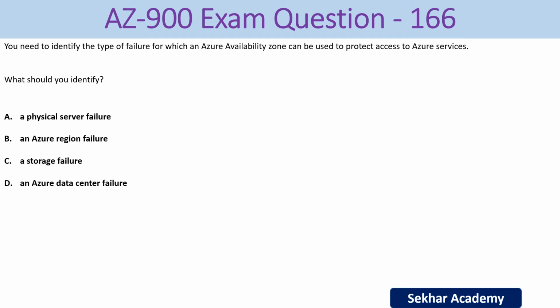AZ-900 exam question number 166. You need to identify the type of failure for which an Azure availability zone can be used to protect access to Azure services. What should you identify? A, a physical server failure, B, an Azure region failure, C, a storage failure, and D, an Azure data center failure. So here the right answer is an Azure data center failure.